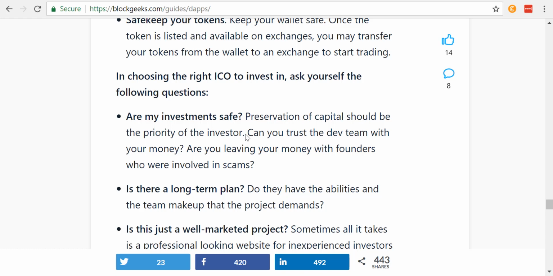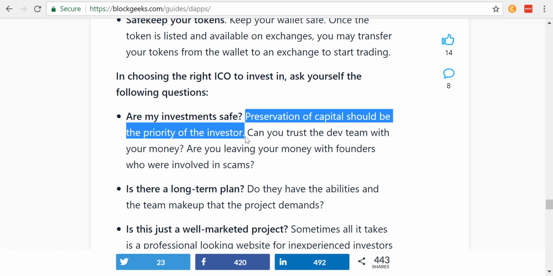There's not a white paper in place. There's not a good development team in place. All they have is a big, audacious goal that they may not even be able to complete, and they may have no idea of even how to remotely complete it. So I think that's the key. I'll get to this in a minute. Preservation of capital should be the priority of the investor. Just keep that in mind.